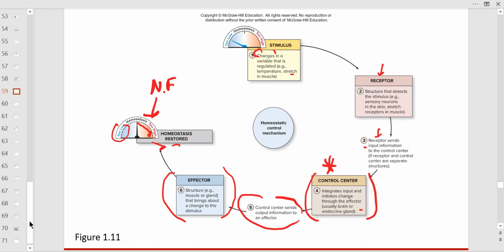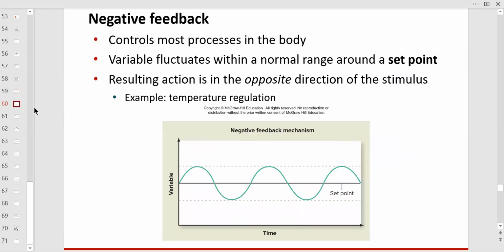Positive feedback, it can go off the charts. Positive feedback, like in childbirth. Blood clotting works the same way. Also during ovulation with estrogen, it's a positive feedback, which you'll see later. So everybody pretty clear about this? Okay. So it's a range.